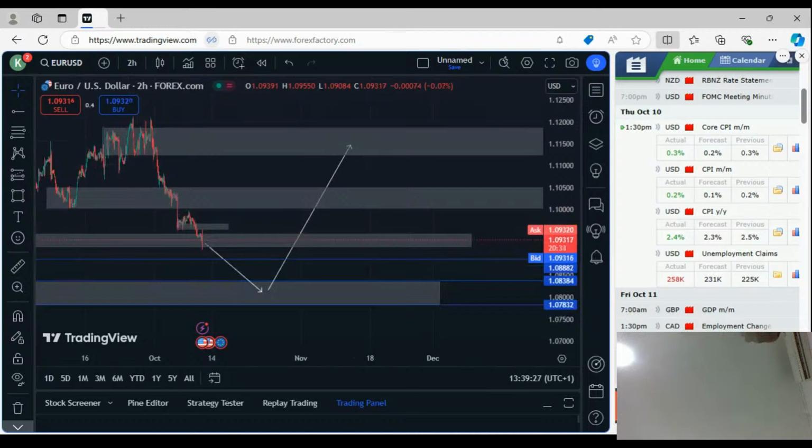Okay, let me take it through because I've actually deleted that. Take profit at 1.095555. I repeat, buy limit Euro USD buy limit 1.08384, stop loss at 1.07832, take profit at 1.09555.